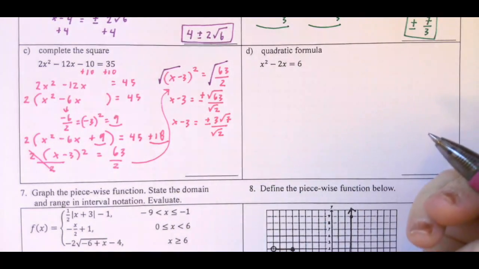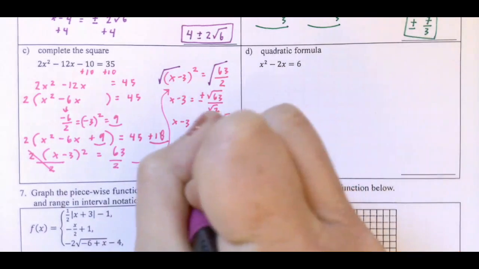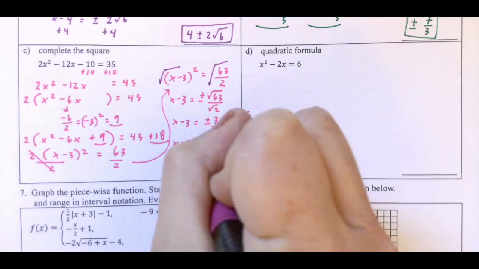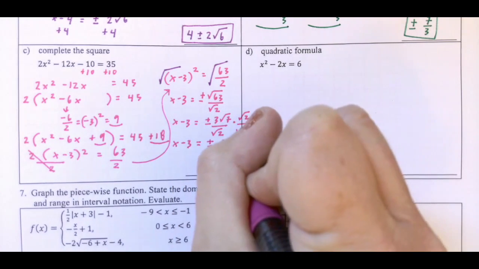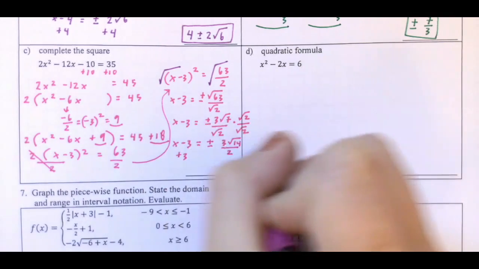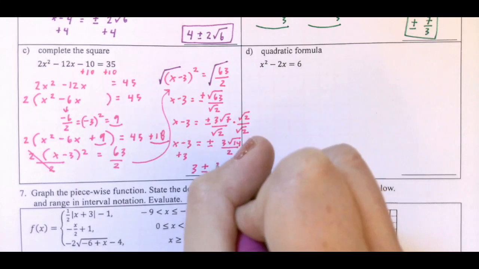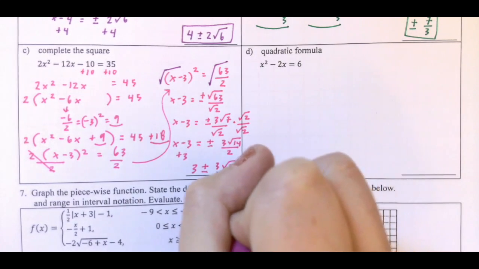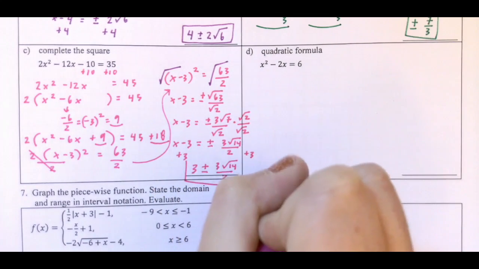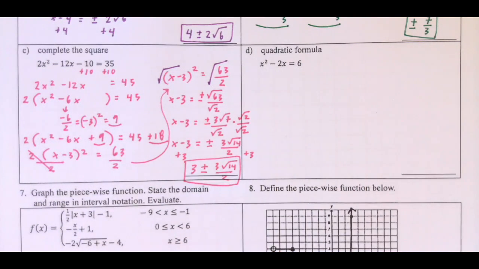Okay, we don't like the root in the bottom, so we need to rationalize. Multiply by root 2 over root 2. So x minus 3 equals plus or minus 3 root 14 all over 2. And then just add the 3 to the other side. So we end up with 3 plus or minus 3 root 14 all over 2. All right, for some of you, you may be able to get there in fewer steps. I'm just trying to give you a nice, clear pathway of how we work through the problem.